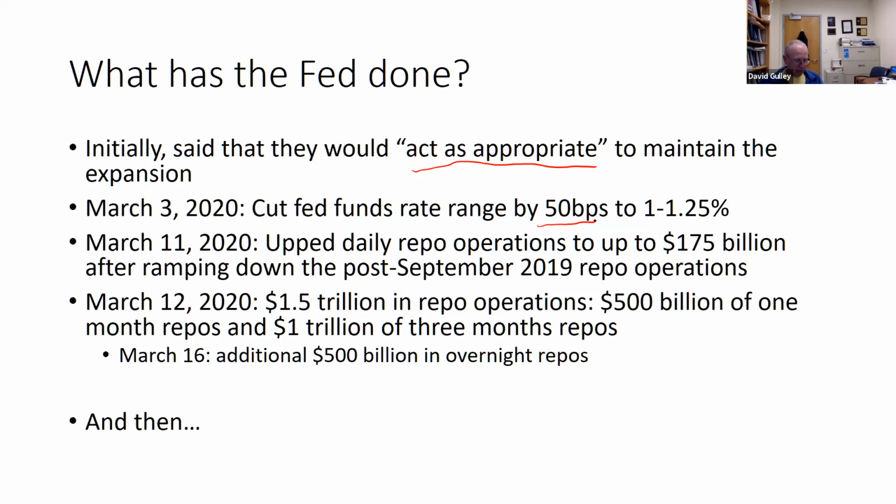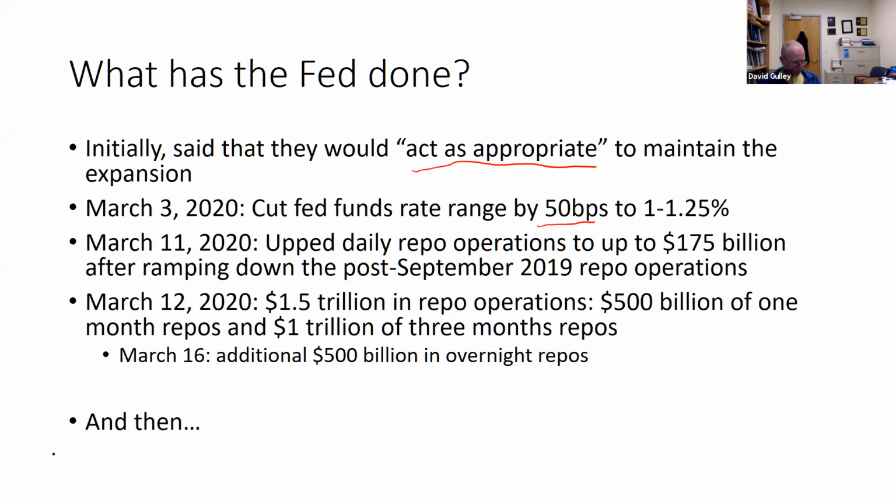And then late last week, they announced that they were providing additional liquidity to financial markets, a total of $1.5 trillion in repo operations, $500 billion of 1-month repos, and $1 trillion in 2 separate 3-month repos. These are funding operations that were designed to provide slightly longer term loans. And then even just today, they announced an additional $500 billion in overnight repos. So they continue to do more and more things here.